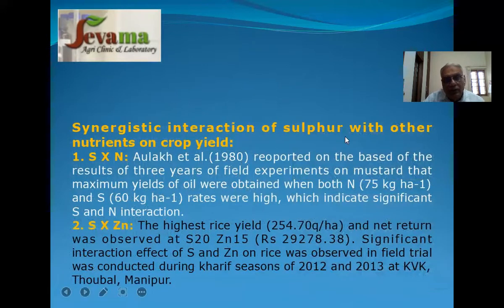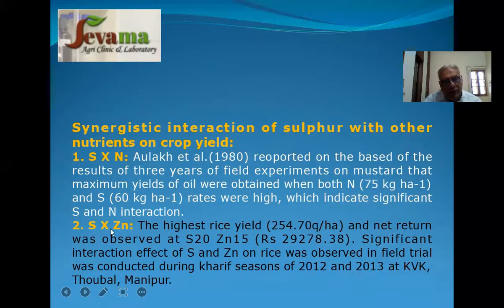Then synergistic interaction of sulfur with other nutrients in crop yield. You can see here sulfur and nitrogen interaction. Aluk and co-workers 1980 reported, on the basis of the results of 3 years of field experiment, that maximum yield of oil was obtained when both nitrogen at 75 kg per hectare and sulfur at 60 kg per hectare rates were high, which indicates significant sulfur and nitrogen interaction. So there is a positive synergistic impact of sulfur and nitrogen.